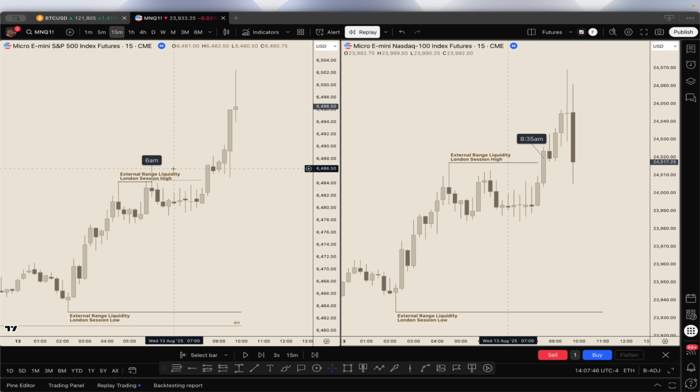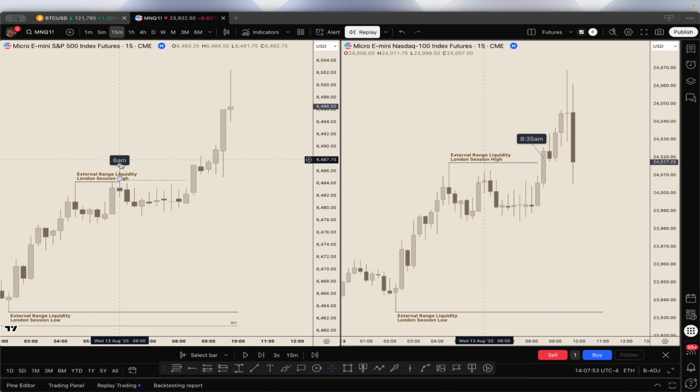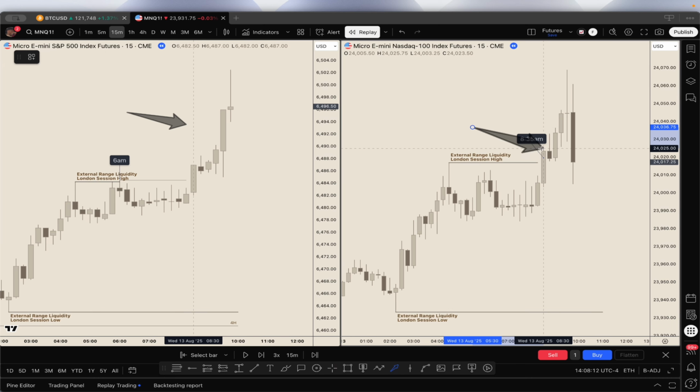So as you can see here, I've got S&P on the left and NASDAQ on the right, and take a look at these timestamps. My London session high on S&P over here on the left was taken out at 6 a.m. All right, so way too early for my trading hour, and vice versa on the right. You can see that NASDAQ took out London session high at just after 8:35 a.m. So I was just watching the market at that time, waiting for 9:30.